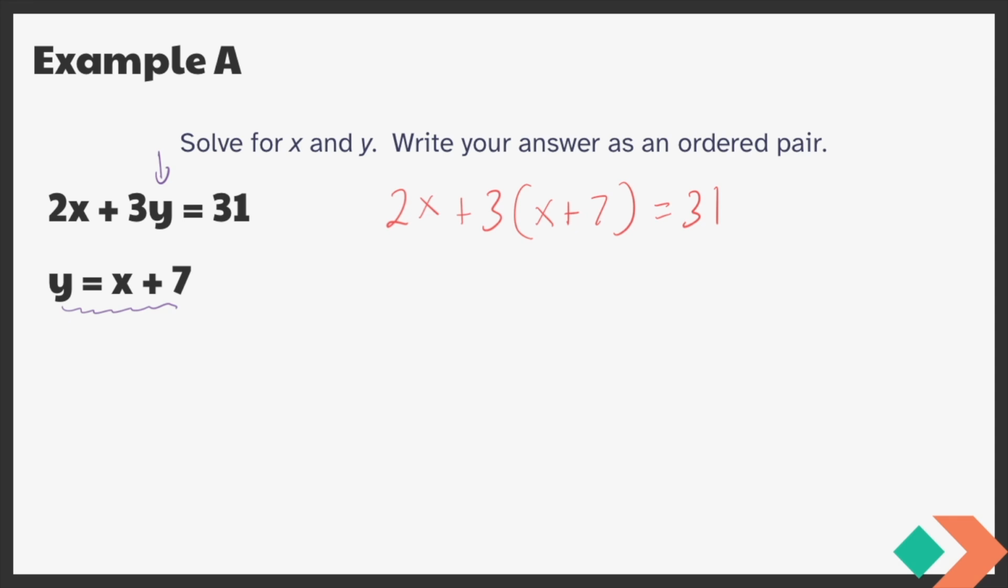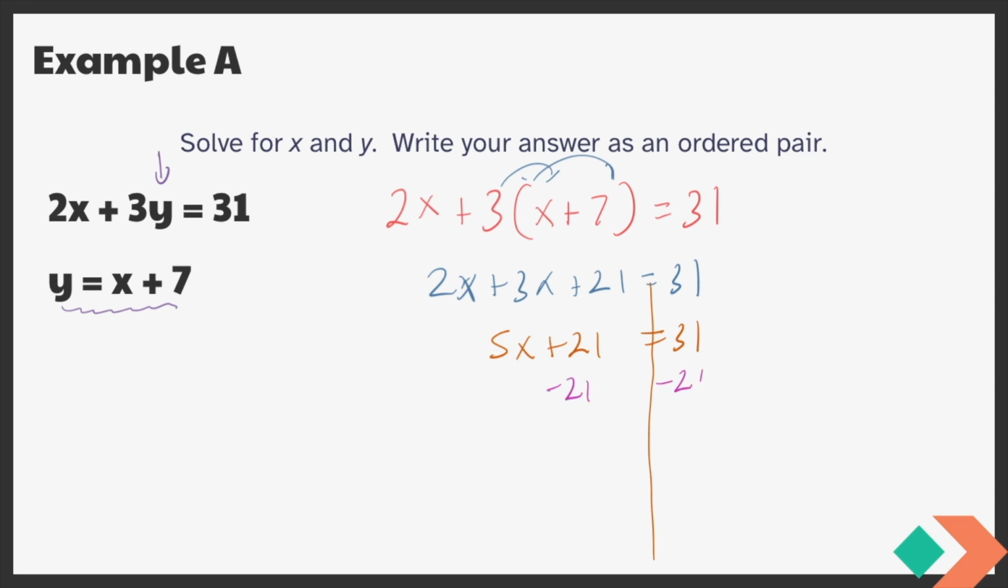We're now going to solve our equation, so we're going to do things that we've learned before. So we're going to distribute. We've got 2x plus 3x plus 21 equals 31. Now it's time to draw our wall. We're going to combine our like terms. We've got 5x over here plus 21 equals 31. Then we're going to subtract that 21 on both sides. So minus 21 here, minus 21 here. And we end up with 5x equals 10. And then our final step is going to be divide both sides by 5, and we get x equals 2.